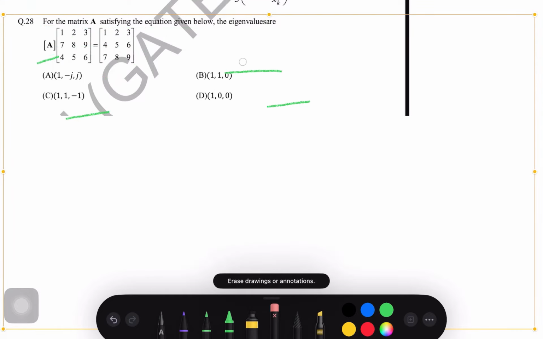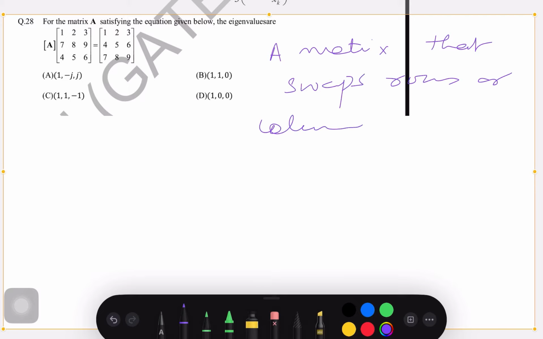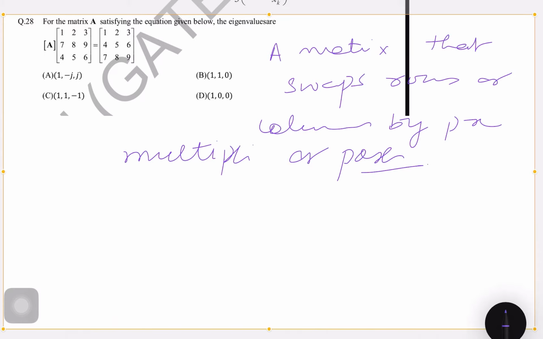So let's just start. There is just one basic thing to know in this particular question, which is that a matrix that swaps rows or columns by pre or post multiplication, respectively, rows are by pre multiplication, columns are by post multiplication. What is the matrix? That matrix is the permutation matrix.